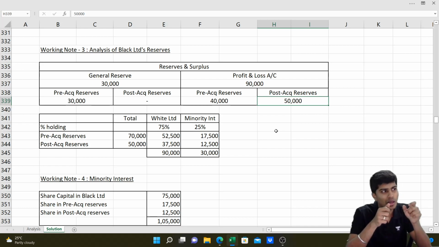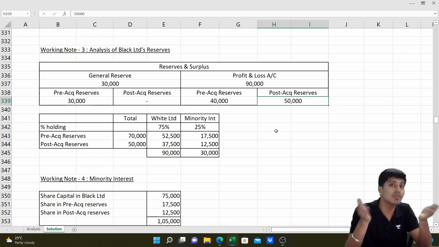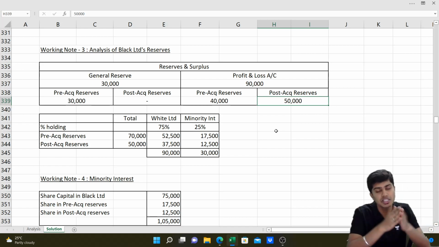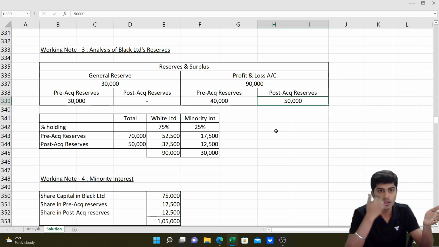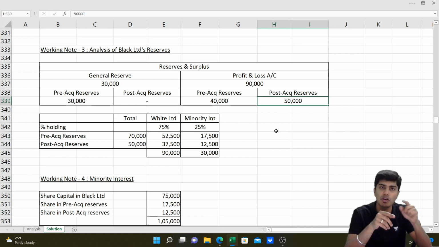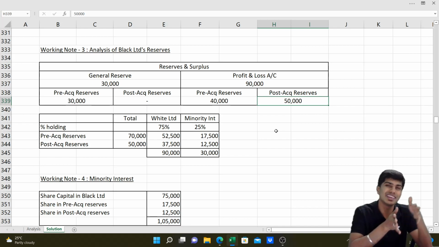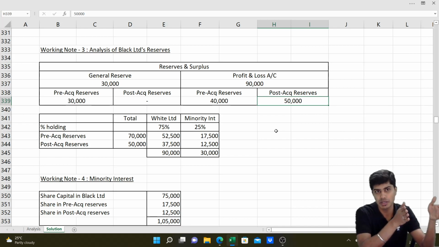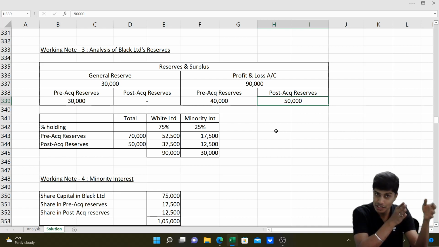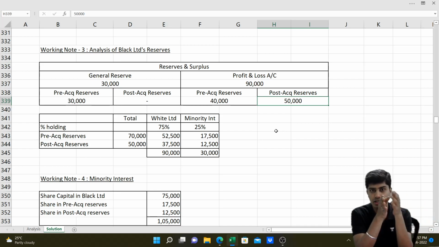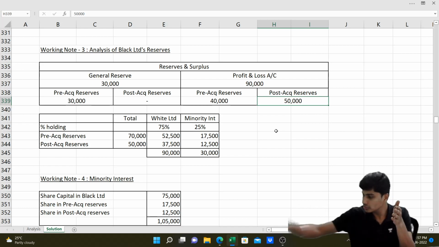Do you agree with me? Opening P&L minus 10, closing P&L 90. So during there you would have earned 1 lakh rupees as profit. They are telling profit is to be split equally over the period. It is earned equally over the period. So when the acquisition is happening on 1st of October, April to September is 6 months, and October to December is again.